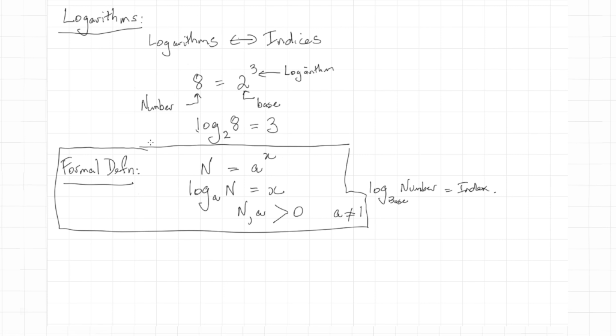That means we can have the base of any number. So if we've got the log of 25 to base 5, what is the power I must raise 5 to get 25? So 5 to the power of 2 is 25. So that is the same as saying that 25 equals 5 to the power of 2.